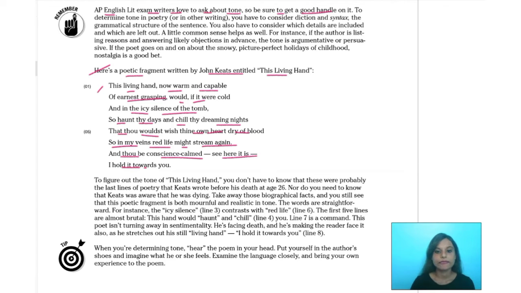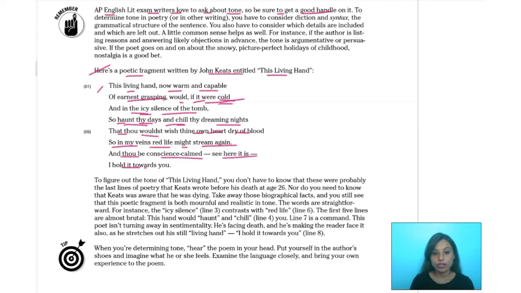So you see there are various types of diction that we can see through the lines. First of all, they are talking about warm and capable, meaning they are talking about a young and energetic person, the living hand. Then by the time you reach the second portion of the second line, you see they are talking about cold and icy silence of the tomb. So it's getting haunted, horrific. So haunt thy days and chill.